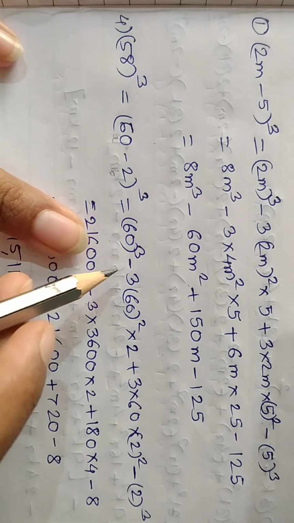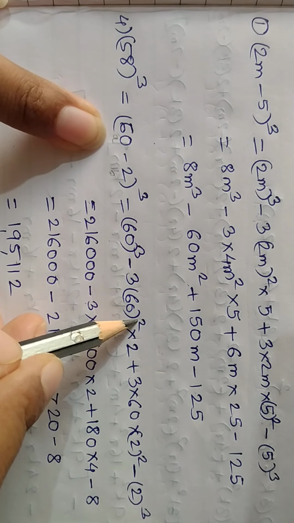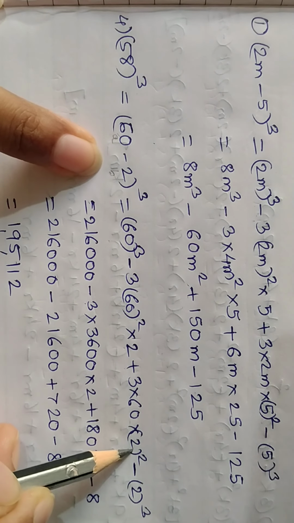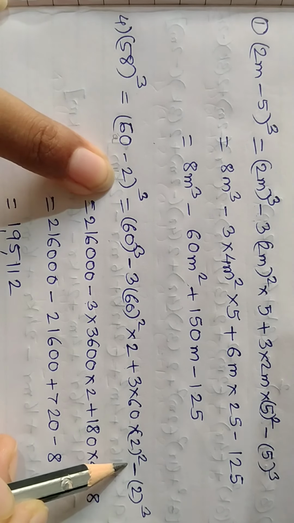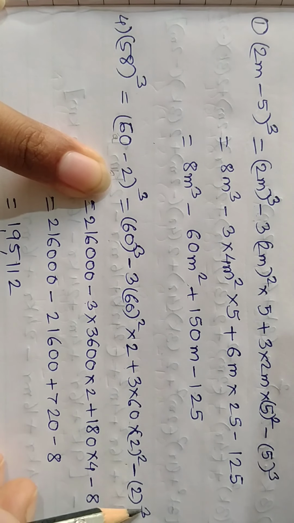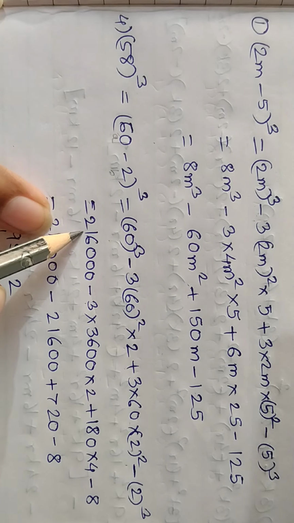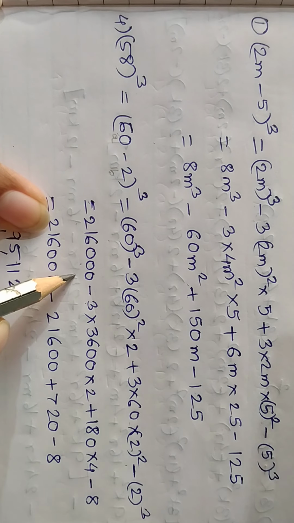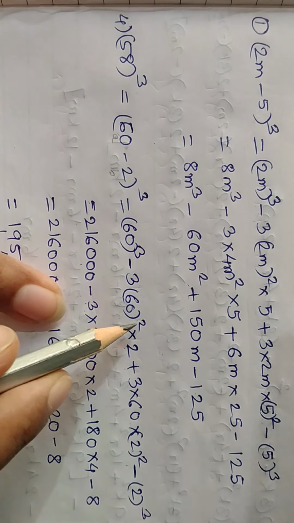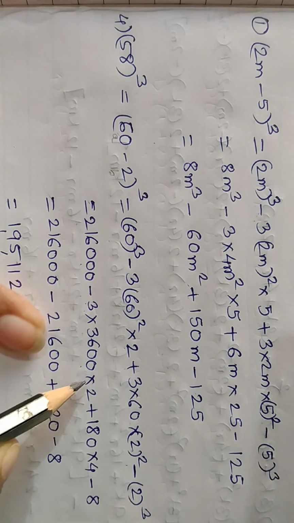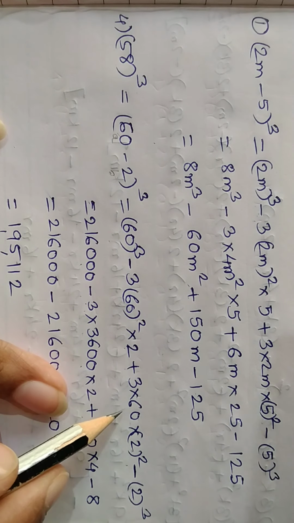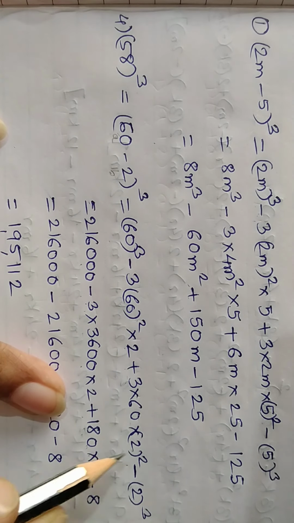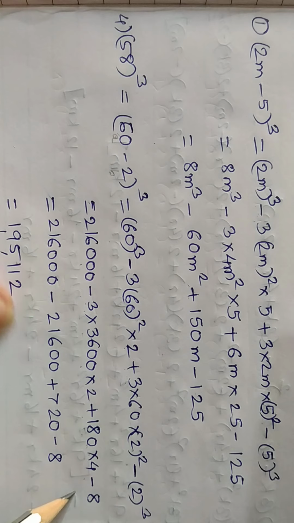60 cube minus 3 into a square into b plus 3 into a into b square minus b cube, that is cube of 2. Now I have solved this. Cube of 60 is 216,000 minus 3 into 60 square, which is 3600, into 2, plus 3 into 60, which is 180, into 2 square, which is 4, minus 2 cube, which is 8.